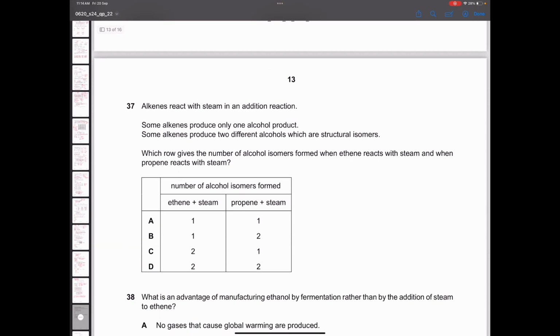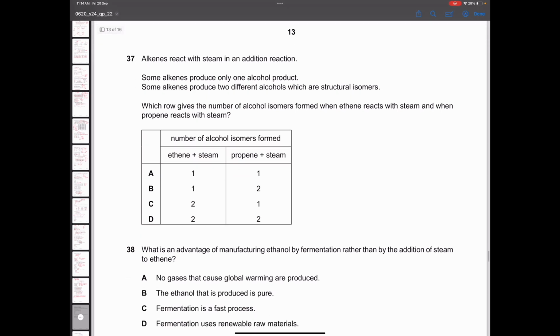Alkenes react with steam to form alcohol. 37. Alkenes react with steam in an addition reaction. Some alkenes produce only one alcohol product. Some alkenes produce two different alcohols which are structural isomers. So you have to figure out how many isomers are possible.